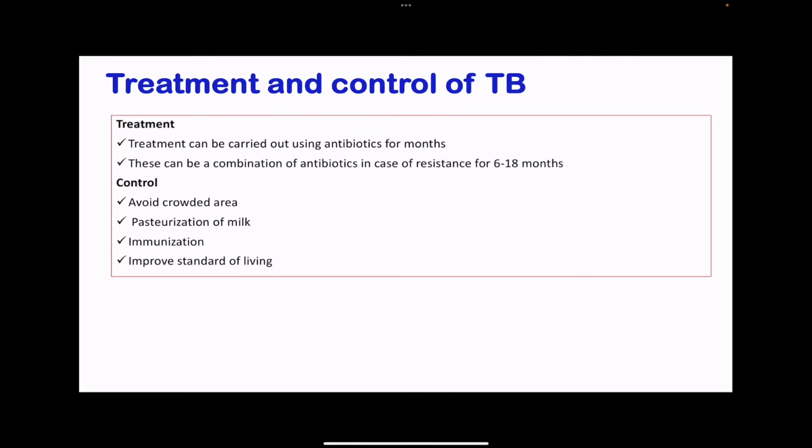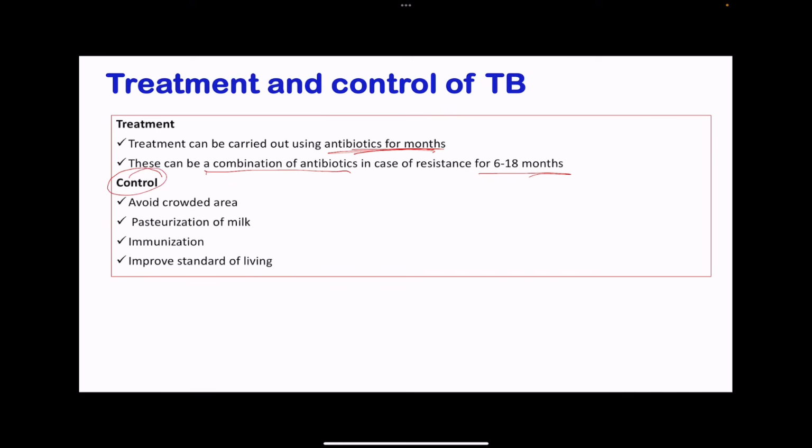Treatment and control of TB. TB is treated by using different antibiotics. The treatment can be done using antibiotics for months, usually 6 to 18 months, and they use different combinations of the antibiotics.